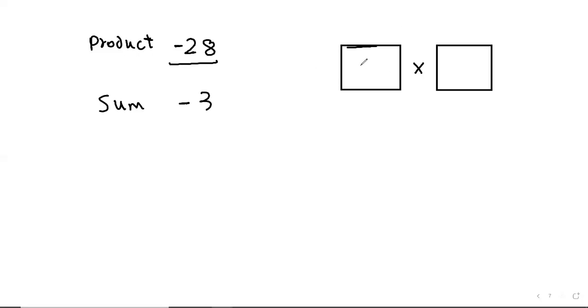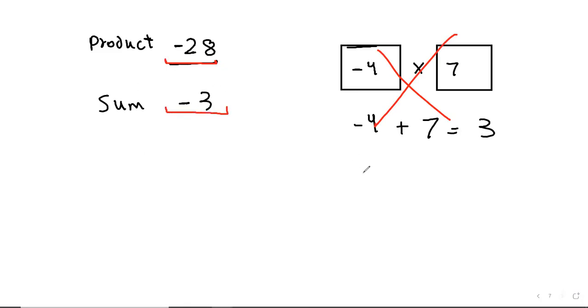So we can guess some values, like negative 4 and 7. When multiplying them, it's negative 28. But when adding them, negative 4 plus 7, do you know negative 4 plus 7 equals 3? So it's not the right trial. It's a false trial. Try another one. I need two numbers, their product negative 28 and their sum negative 3. So they are negative 7 and 4.